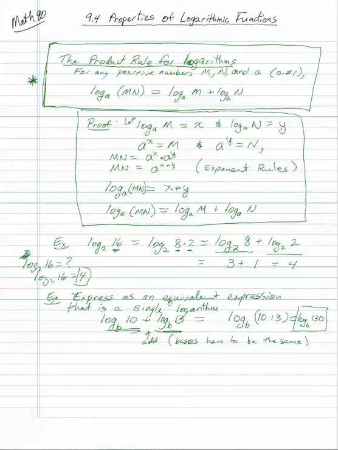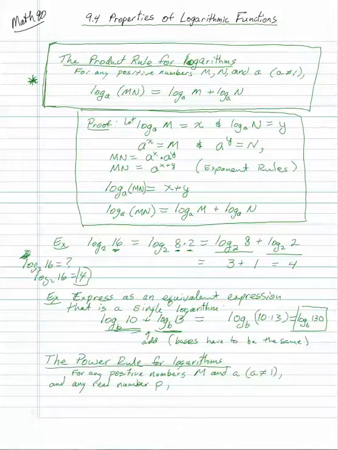Okay, the next rule that we need to talk about, and then we'll do some exercises from the book, is the power rule for logarithms. For any positive numbers m and a, and again a can't be 1, and any real number p, so p can be any number, a has to be positive and it can't be 1, and m has to be positive. So log of m to the p is equal to, and then what you do is bring that power out in front and multiply it by the logarithm.